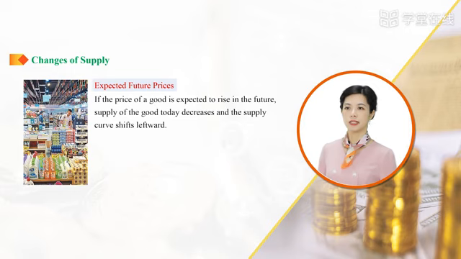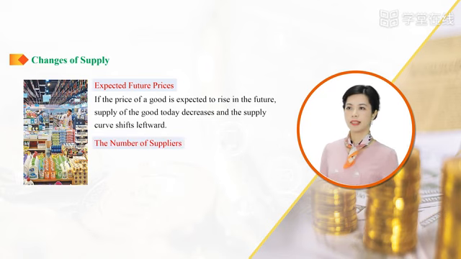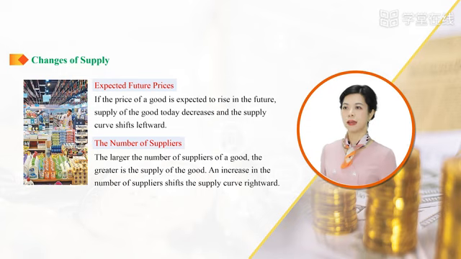The third one is expected future prices. If the expected future price of a good rises, the return from selling the good in the future increases and is higher than it is today. So supply decreases today and increases in the future. Then there is the number of suppliers. The larger the number of firms that produce a good, the greater is the supply of the good. As new firms enter an industry, the supply in the industry increases. As firms leave the industry, the supply in that industry decreases.